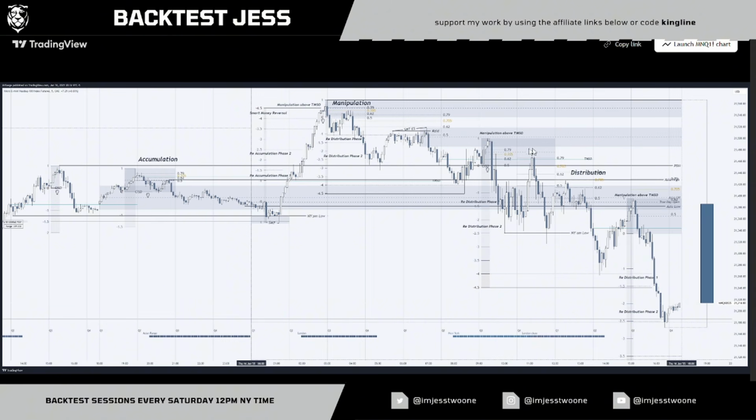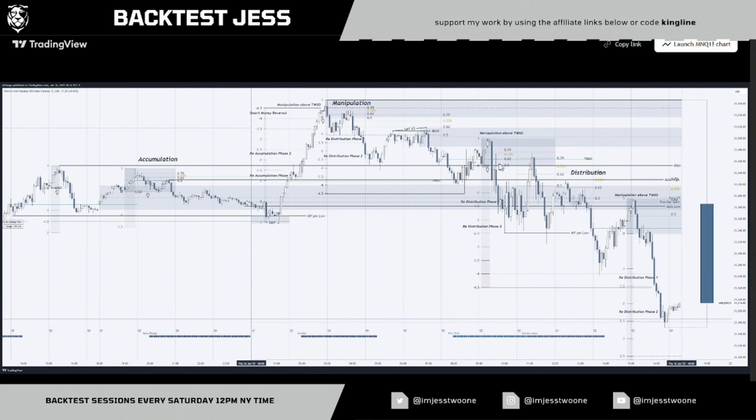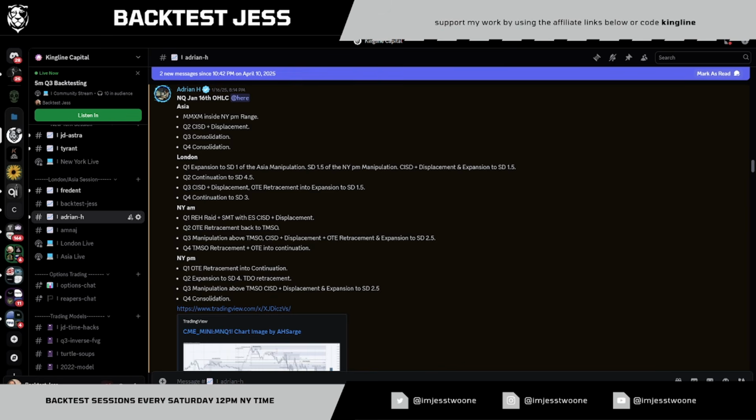Now this actually brings up a question that I need to ask Adrian. Is he considering a manipulation as just above TMSO, or is he considering it for manipulation above previous quarter highs, like Q1, Q2? So I need to ask him this question. I'm glad that we're doing this. So he says here manipulation above TMSO, which would be Q2 here, this Q2 open. So we have this manipulation up above it. Then what does he say? OTE back to TMSO is what Q2 did. So we return to OTE of this range down, and we manipulate into the zone as well as above TMSO.